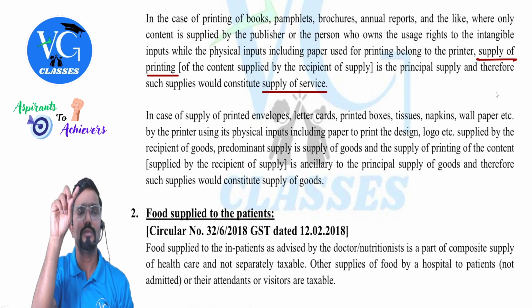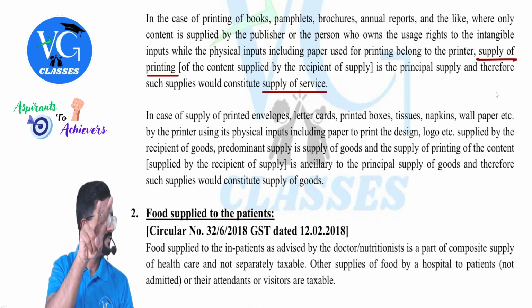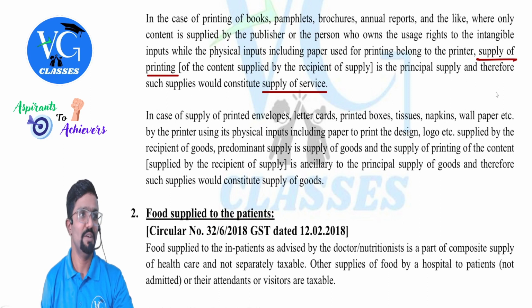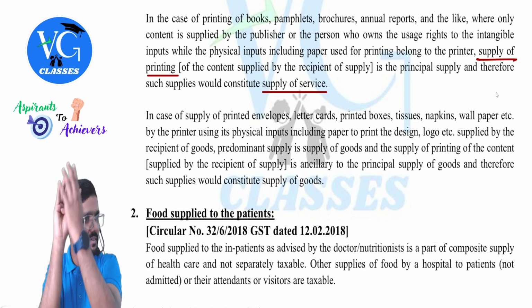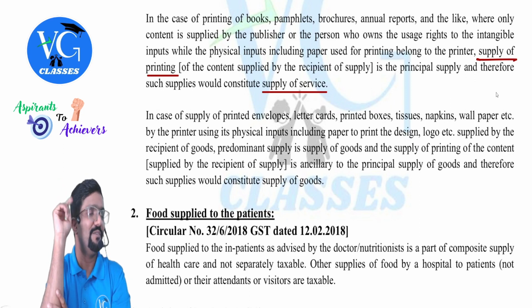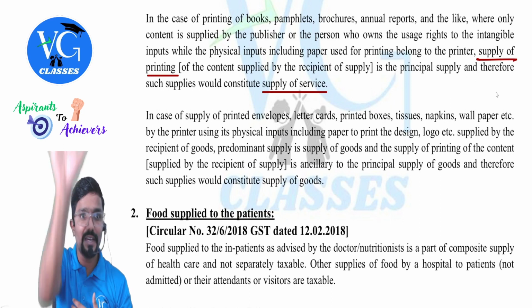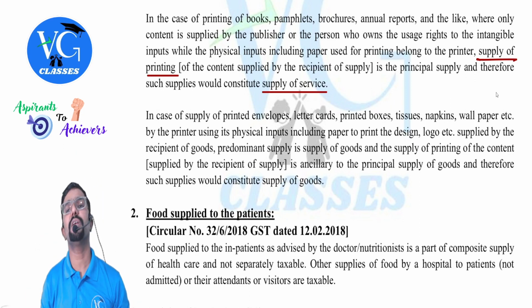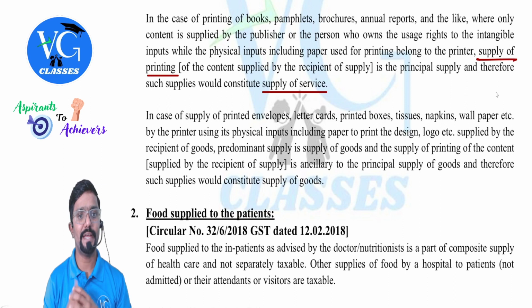So did he give only goods? No. Did he give only service, Vikram? No. He gave both. But what is the principal supply? Printing. If you just give me only an empty sheet, will I accept it? No, sir. For me, what I actually require is content. I want you to print that content on a sheet and give it to me. Clear? So what has the predominant element here is printing, people. Got it? Yes.